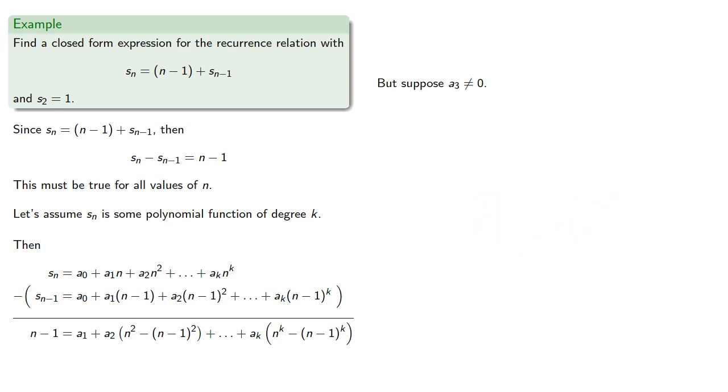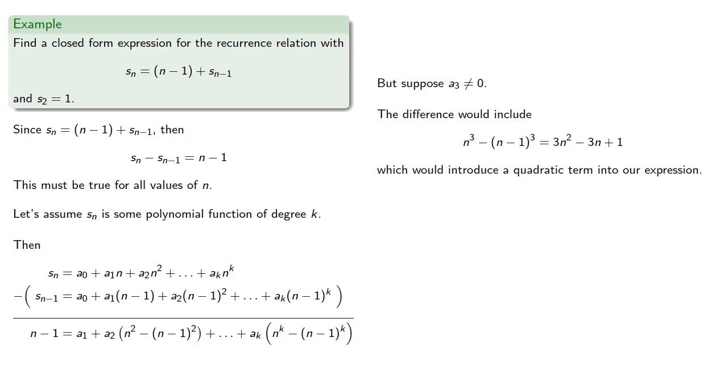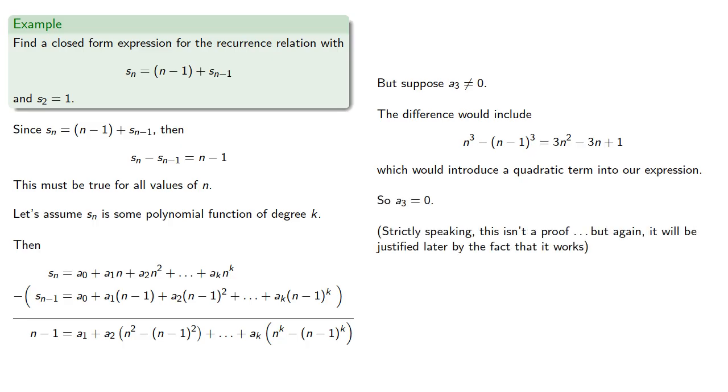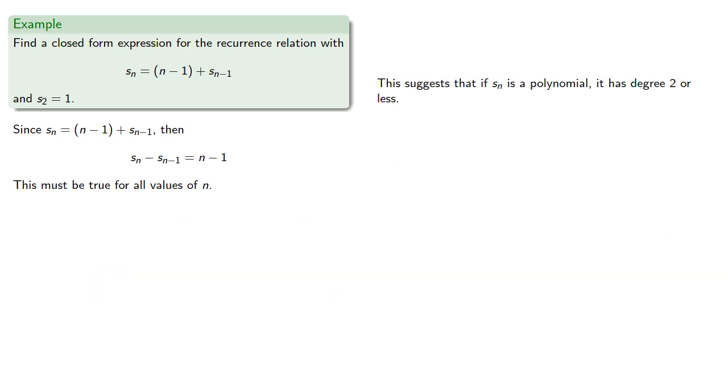But suppose a3, our cubic coefficient, is non-zero. Then the difference would include the difference of cubes, which would introduce a quadratic term into our expression. So we'll want a3 to be 0. Strictly speaking, this isn't a proof, but again, it will be justified later by the fact that it works. This suggests that if Sn is a polynomial, it has degree 2 or less, so we'll revise our ansatz and assume that Sn is a quadratic polynomial.